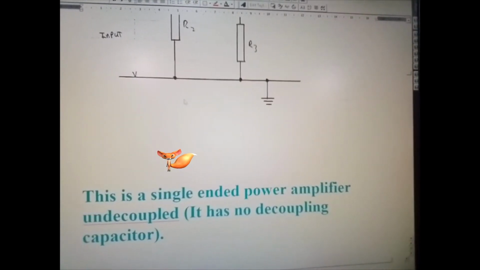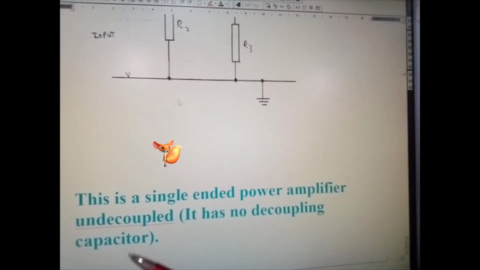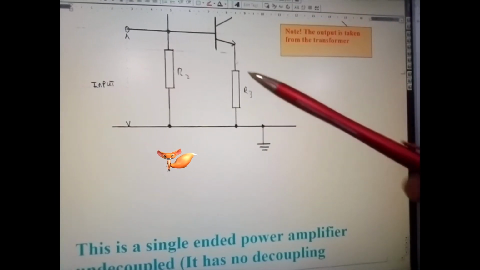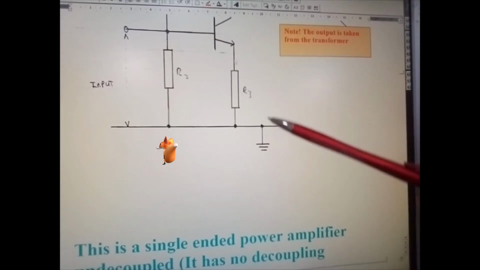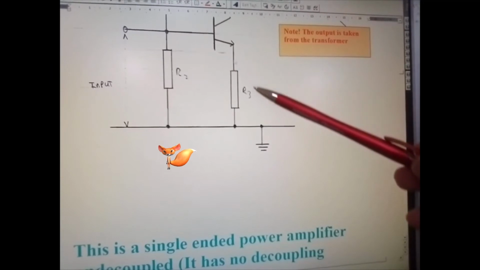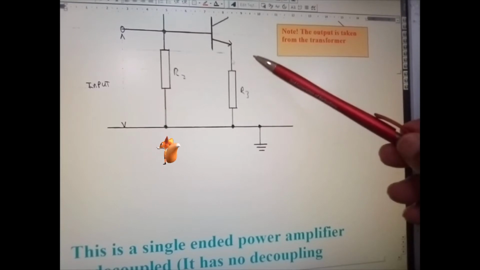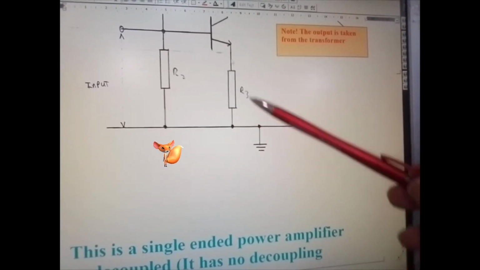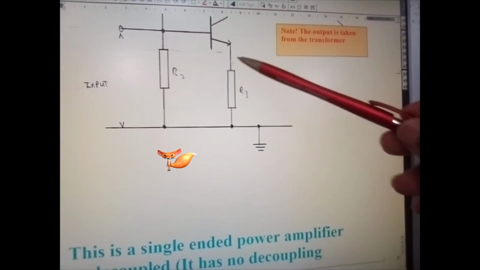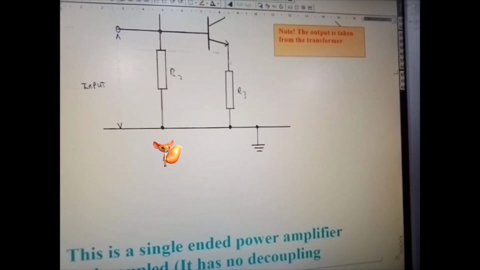And here this is a single-ended power amplifier, undecoupled. It has no decoupling capacitor. Here you see that the coupling capacitor will normally come between here and here. You'll have a decoupling capacitor connected to here, dropping down. In short, it's almost bypassing the resistor, because the capacitor will have a different effect to DC than the resistor will.